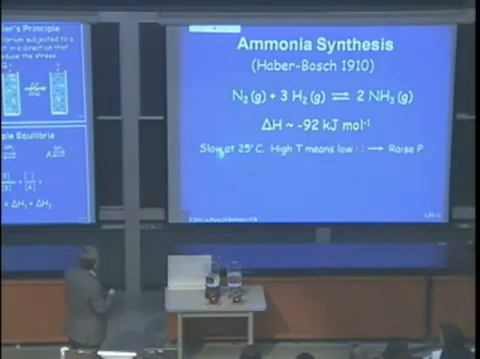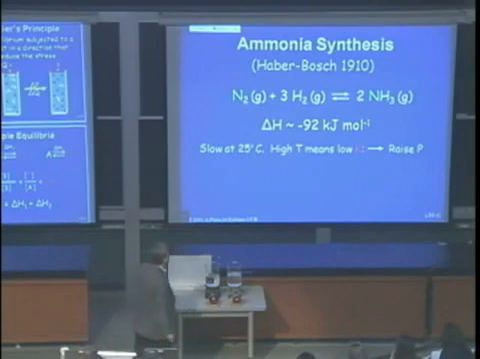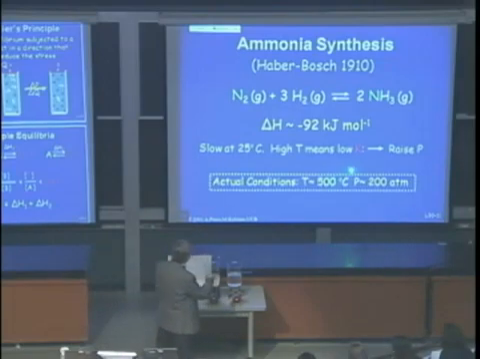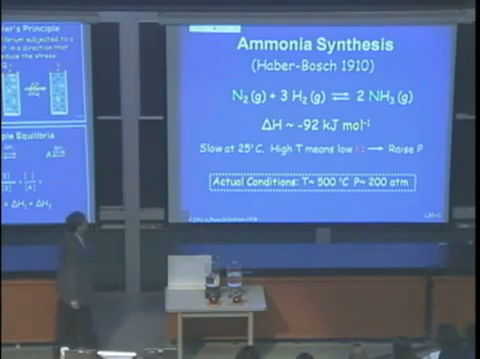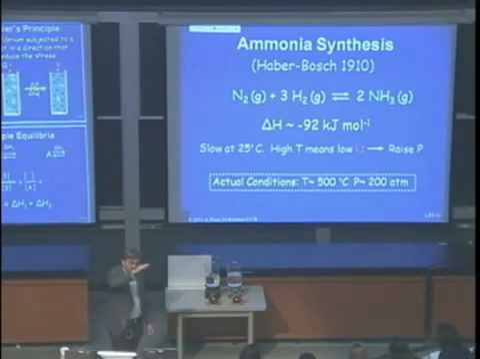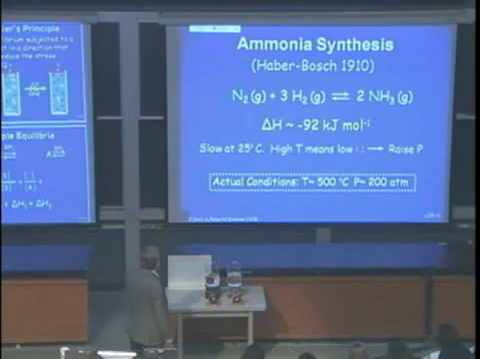So what we do is, this is very slow at 25 degrees. We need to put in temperature, and it's exothermic. So at high temperature, that means we have a low K, so we need to raise the partial pressure, and there's this trade-off between the temperature and the partial pressure of these gases here. It's at 500 degrees Celsius and 200 atmospheres. This process is the Haber-Bosch synthesis of ammonia from nitrogen and hydrogen gas. And it's done with a catalyst, of course, to lower the activation barrier.